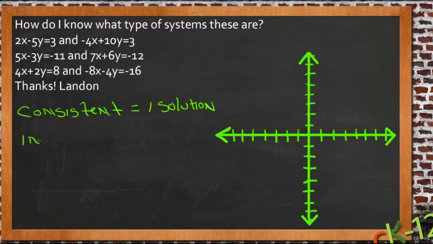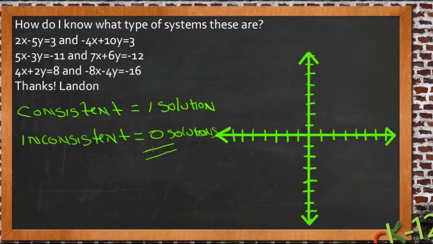Or you have inconsistent. An inconsistent system has no solutions. That's where you have two lines that are parallel. They go side by side and they never actually cross, so there are no solutions. There's no place where they meet. This one here looked more like this. We had two lines that crossed at one point, and that one point was your solution.